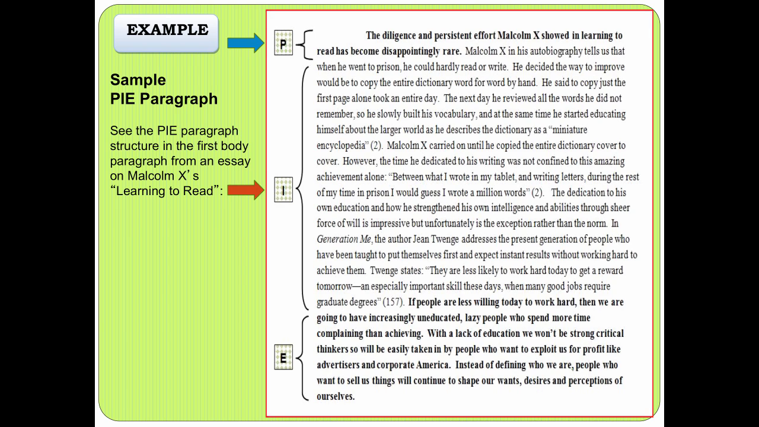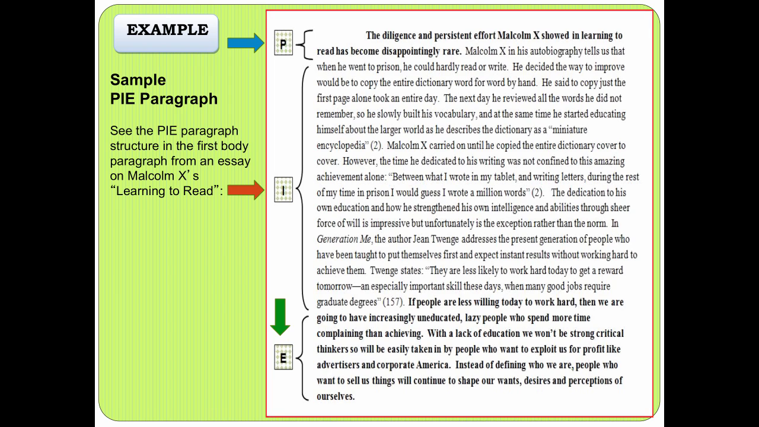In Generation Me, the author Jean Twenge addresses the present generation of people who have been taught to put themselves first and expect instant results without working hard to achieve them. Twenge states, "They are less likely to work hard today to get a reward tomorrow, and especially important skills these days when many good jobs require graduate degrees."